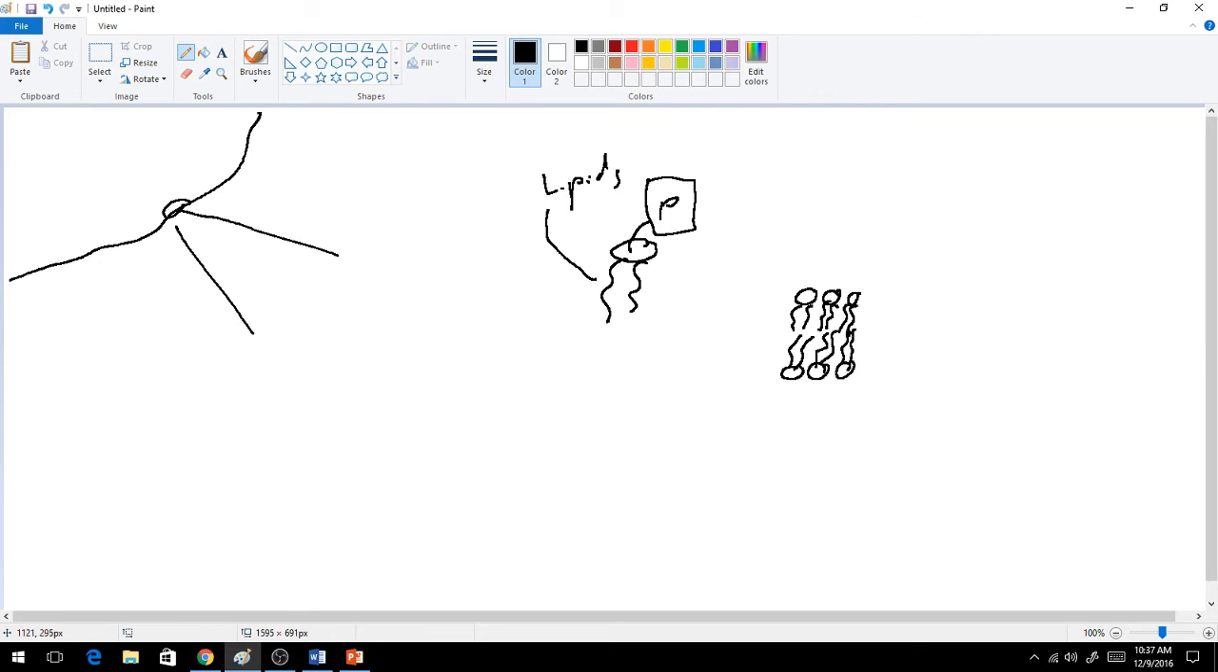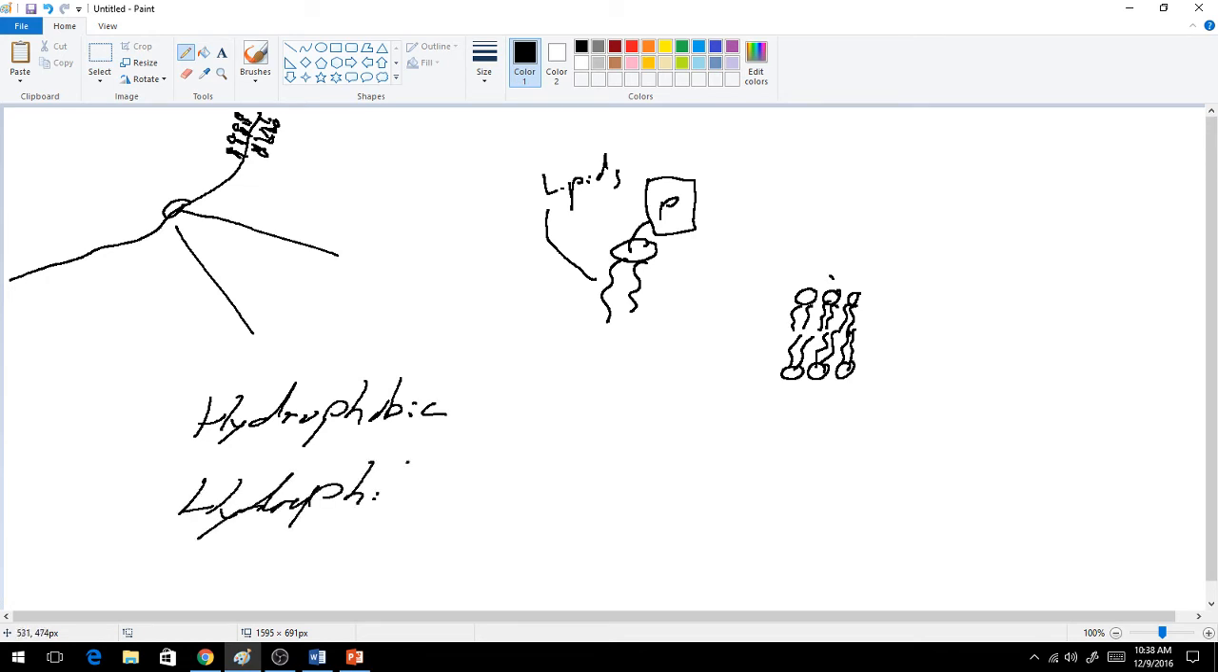Now imagine this all the way around this cell. You've got these tails both inside and outside. And I'm trying to do a fairly representative job here. What you've got is, and I want to introduce some terminology here, hydrophobic and hydrophilic. And we're going to split these guys.